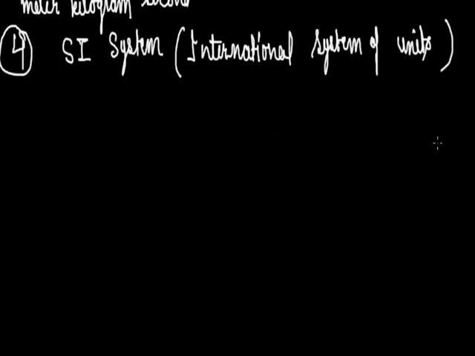In 1960, the General Conference of Weights and Measures recommended that in addition to the units of length, mass and time, the units of temperature, luminous intensity, current and the amount of substance also be taken as fundamental units. The units of angle and solid angle are the complementary fundamental units. For the SI system, the following table gives the fundamental quantities, their units and their standard symbols.